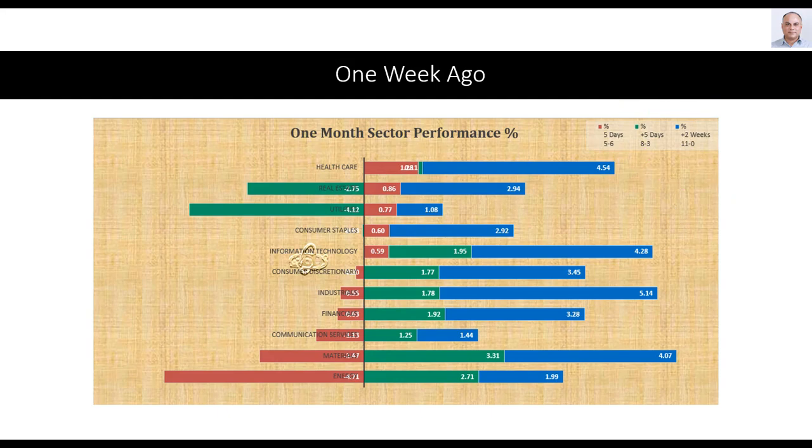You can also see that from the bars. Blue bars, that is this 2 weeks period, were all to the right of the zero level. So in this 2 weeks period, all the sectors were up. What about the 1 week period? After that, the green bars, it was mixed, though more were on the positive side and some on the negative side.